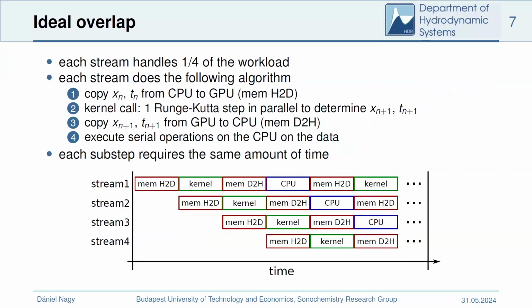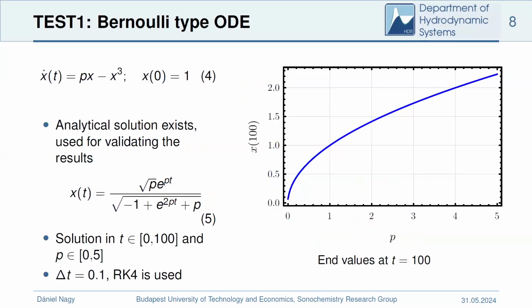To test this idea, I have selected 2 very easy test equations. First, we have this Bernoulli type ordinary differential equation. This is quite simple. It can be solved analytically. There's an analytical solution. It is just used for validation. It's pretty good because the solution is this, and it's pretty easy to check if our code works well. And here we use the standard fourth order Runge-Kutta method to solve it. The task here is to simulate until t equals 100 for those parameters, and the parameters are between 0 and 5.